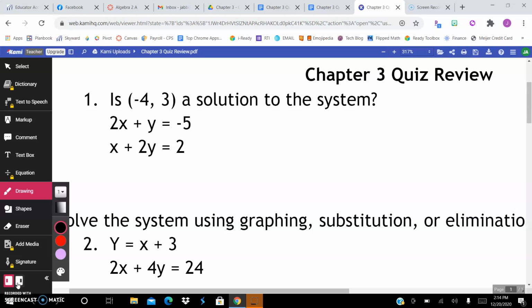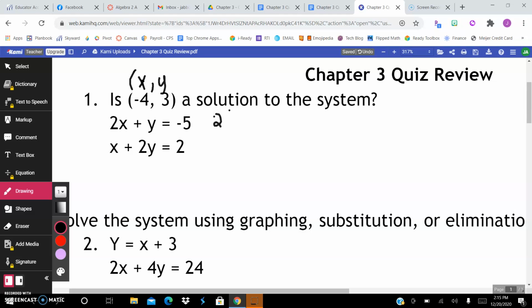All right, so for number 1, the question says, is (-4, 3) a solution to this system? Remember, an ordered pair is in the form of x comma y. So we just have to plug in the x and y values and see if it works in both equations. For it to be a solution, it has to work in both, not just one.